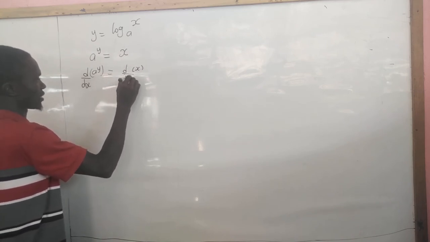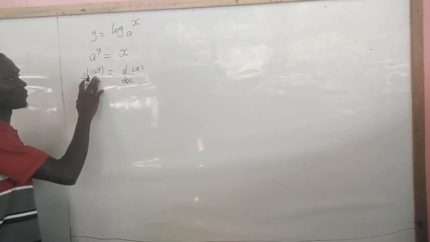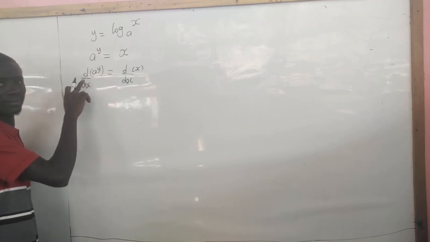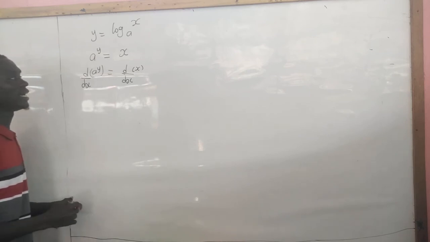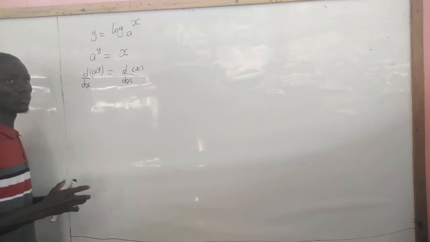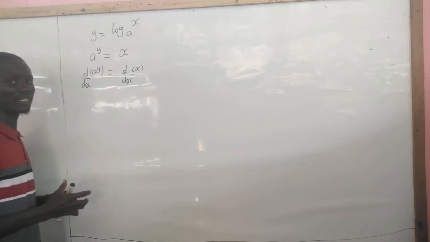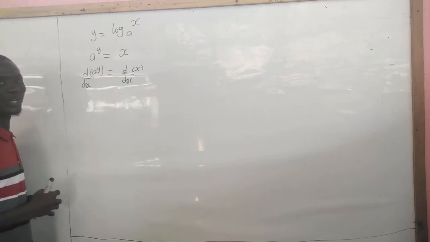with respect to x. Check the description for the video on derivative of general exponential function, and then implicit differentiation. You can also ask for that video in the comment section and I'll give it to you. So here, how do we do this one? Join me as we go through.